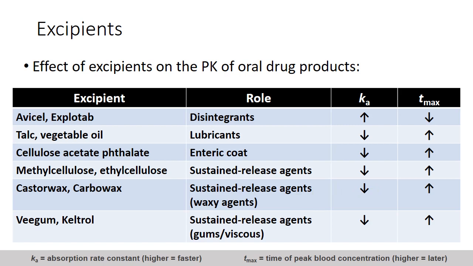I don't want you to memorize every single thing in this table, but I want you to understand that if something is a sustained release agent, meaning it's going to give you a longer, slower absorption, then of course it's going to reduce the Ka, the absorption rate constant. The time it takes to get the maximum blood concentration is going to be later, so a later or higher Tmax for anything to sustain release. And finally, Vigom or Keltrol are also sustained release agents, so they do the same thing. Those last three really do the same thing, and it's to slow down the absorption. If you don't want a spike in the blood early on, if you want it more gradual and more controlled, then you would use one of these.